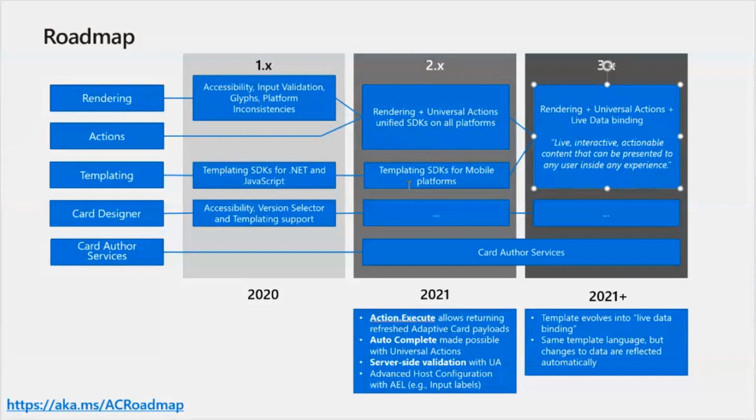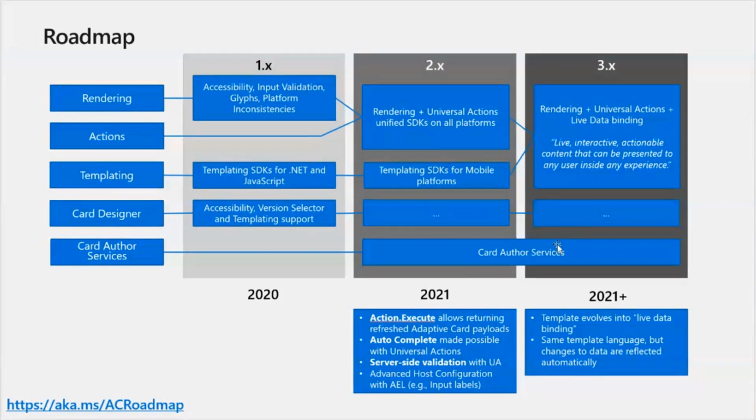You can just send data to these things. And the hope is that the data binding would be live. So as you update a data object, the card would just get refreshed and updated in line. So that, I put in quotes here, our goal with this is live, interactive, actionable content that can be presented to any user inside any experience. And that's what we've been trying to do with Adaptive Cards. That's kind of been our overarching vision. And we finally are starting to see the pieces come together where we can deliver on it.